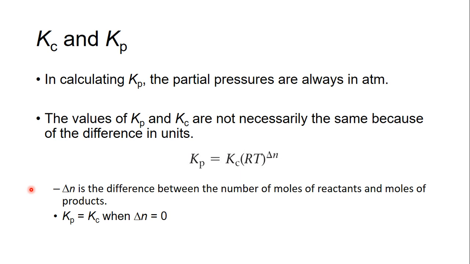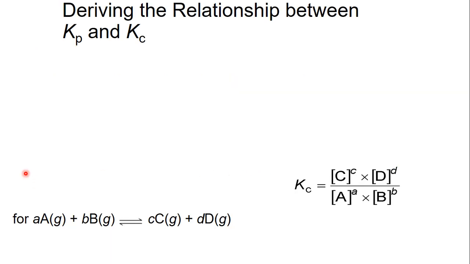So if your reactants and your products have the same number of moles, then delta n is 0. And so RT raised to the power of 0, well, anything raised to the power of 0 is 1. So as long as the number of moles of both reactants and products are the same, that's when you get Kp equals Kc. If they're not the same, you have to use this relationship.